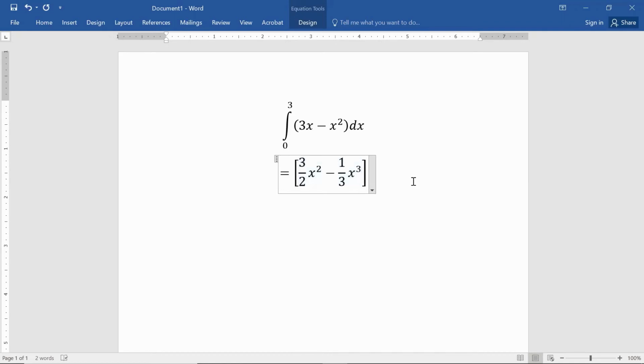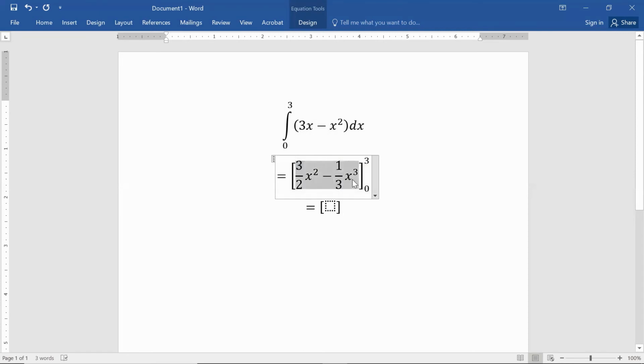Now, the notation that I use is the following. Once I've found the antiderivative, I put the antiderivative in brackets, and I put a 0 below and a 3 above. That tells me what I'm going to plug in. This is a very common notation, so it should be fairly straightforward.